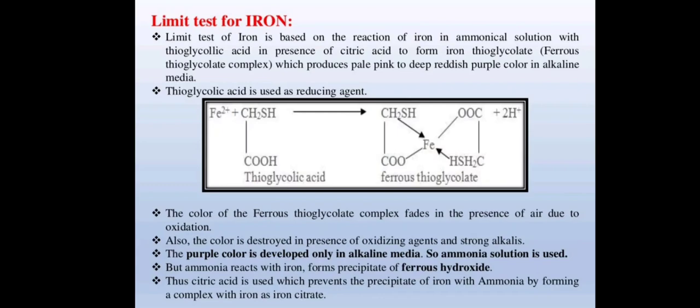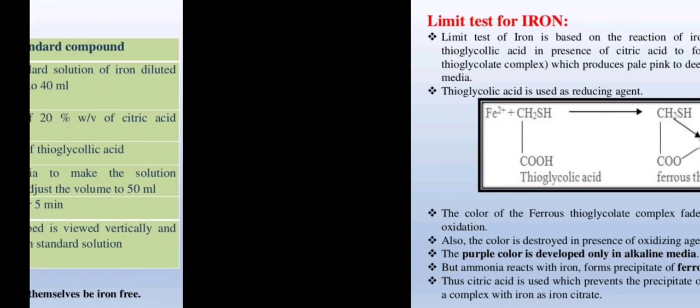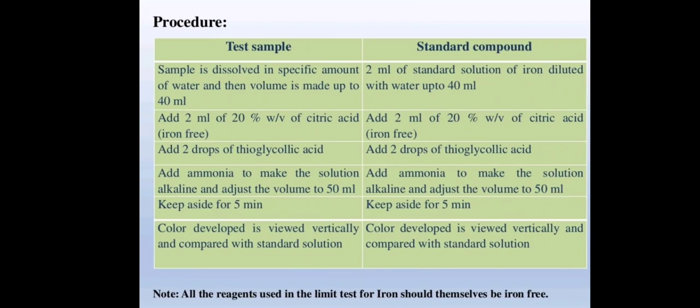So the purple color develops only in the presence of alkaline media, so ammonia solution is added. Citric acid is used to prevent the precipitation of iron with ammonia by forming a complex with iron as iron citrate. The color produced is compared with the standard color containing a definite quantity of iron by viewing transversely against a proper background. So that is the principle behind the limit test for iron.